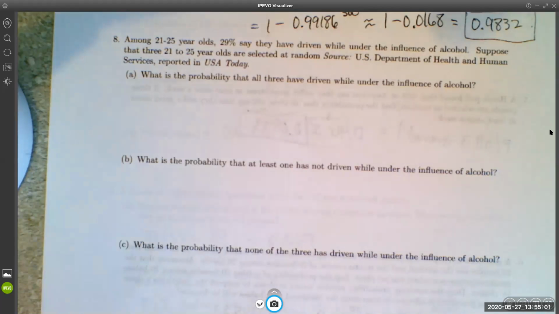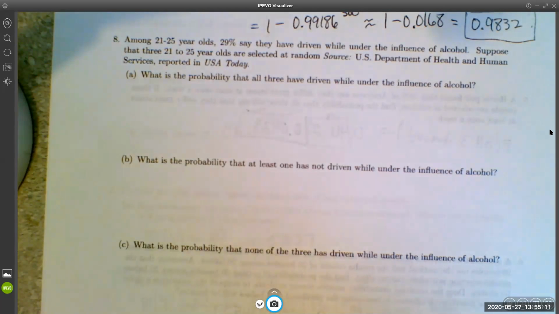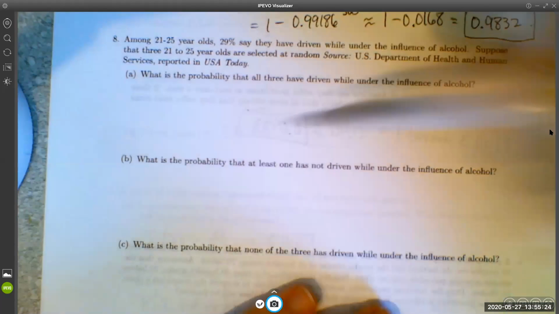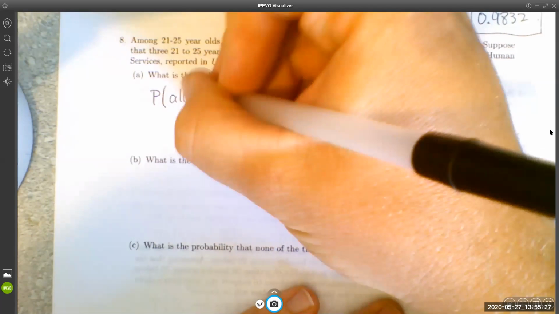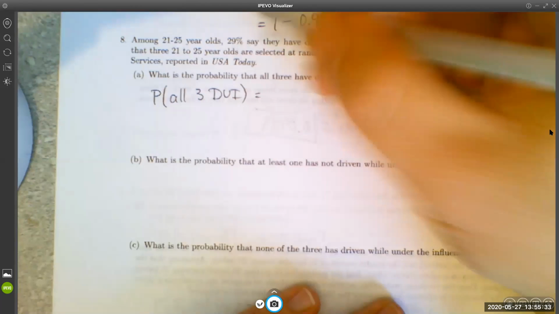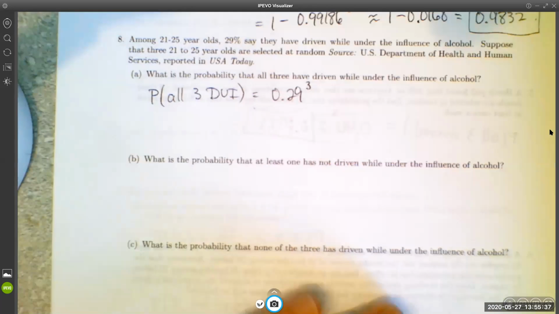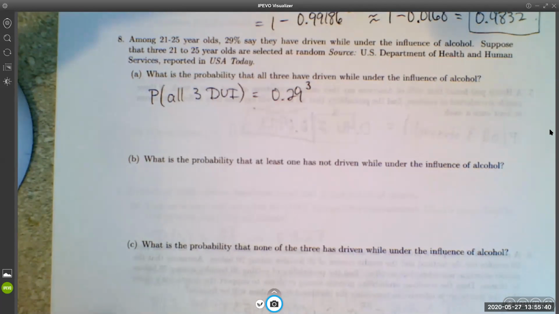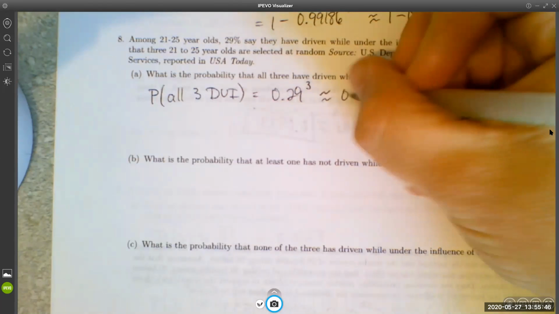Okay, one more set of examples. It says, among 21 to 25-year-olds, 29% say they have driven while under the influence of alcohol. Suppose that 3 21 to 25-year-olds are selected at random. Part A asks, what's the probability that all 3 have driven under the influence of alcohol? Well, there's a 29% chance that one of them has. So the probability that all 3 have is 0.29 to the third, which is 0.024, if we round to 3 decimal places.